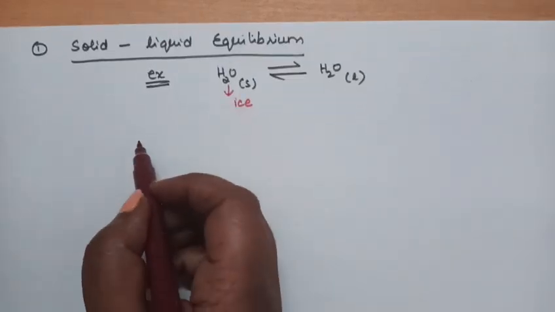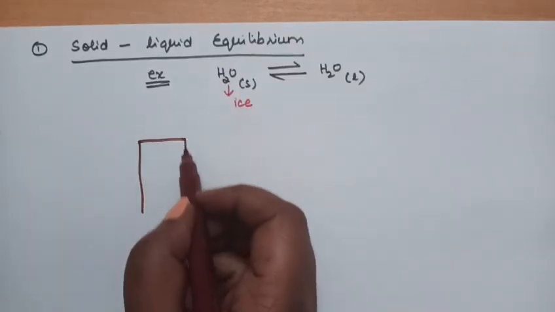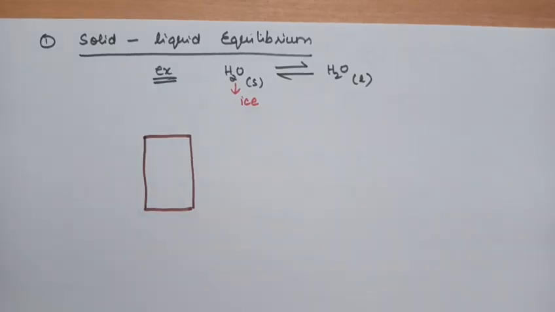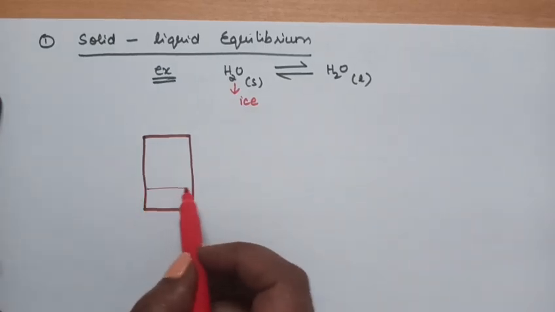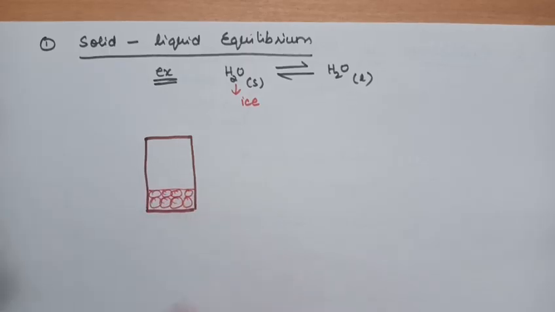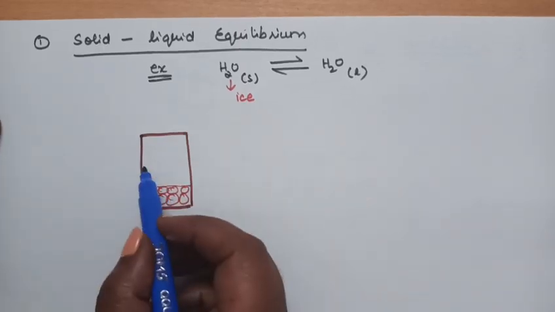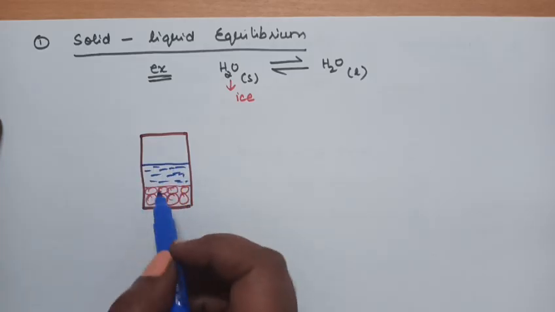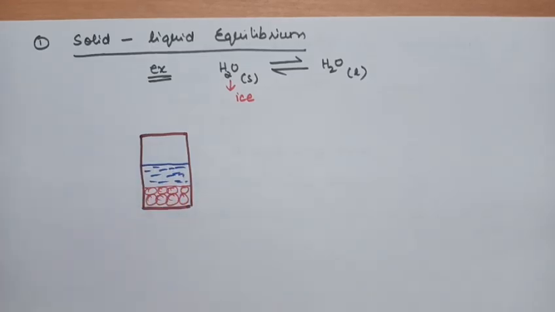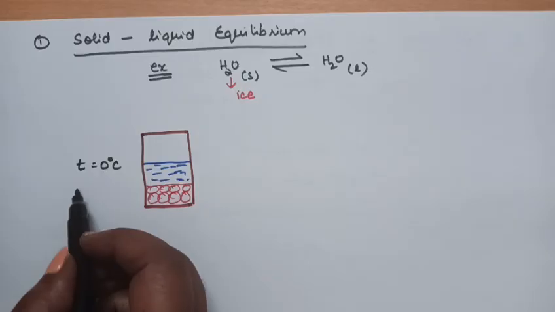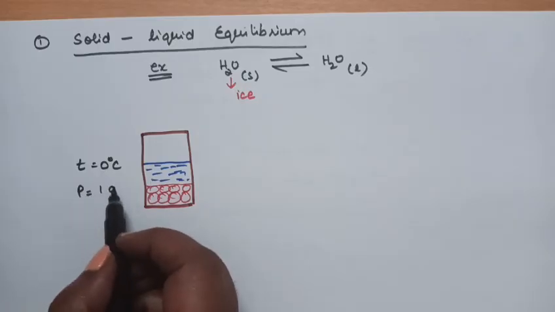So now take a thermoflask. So this is the thermoflask. Inside the thermoflask we are going to take ice. So this is the concentration of ice. And then take water. So this is water and this is ice. So now the temperature is maintained at 0 degrees Celsius and pressure is maintained at 1 atmosphere.